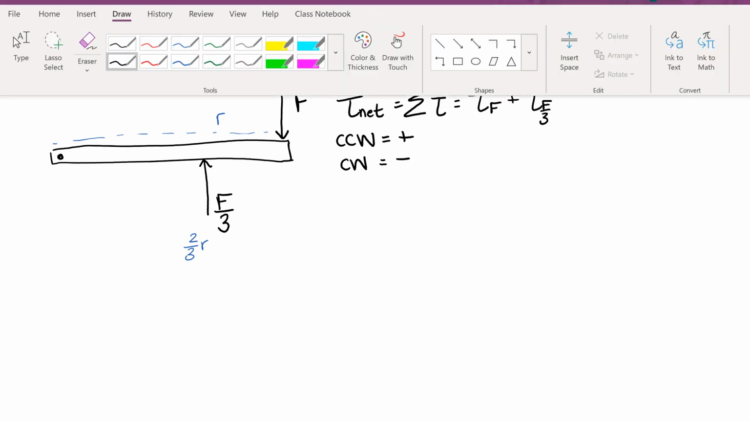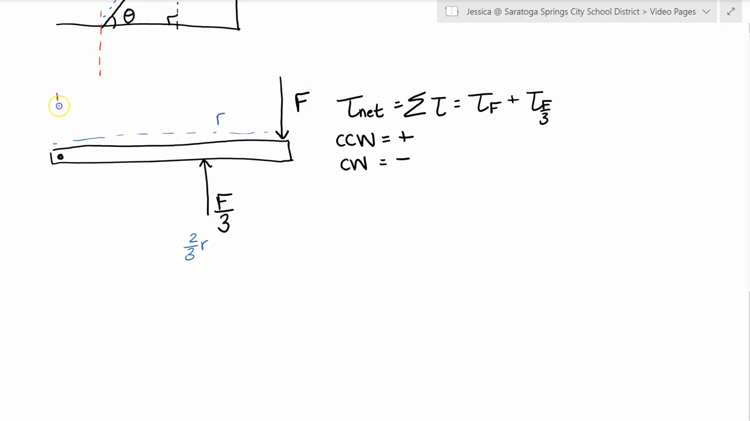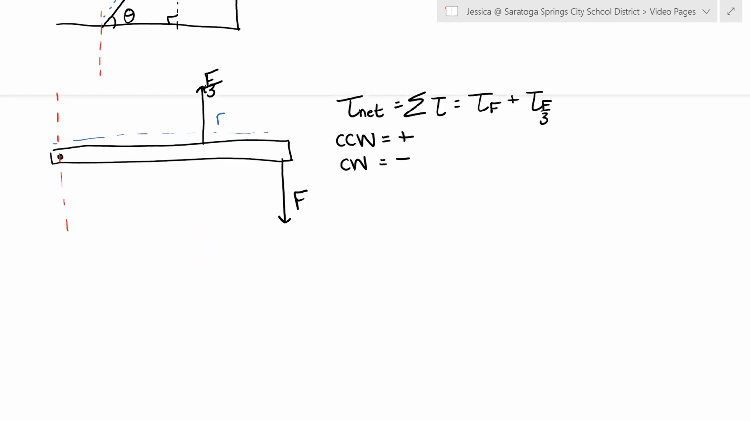So how do we figure out clockwise versus counterclockwise? Well, first we identify our axis of rotation. And I'm going to redraw these forces so they're actually like a free body diagram, meaning they start on the object and move outwards. So this force was down like this, and then we had an F over 3 like that. So that F over 3 was at 2/3 r, and this F was at r.